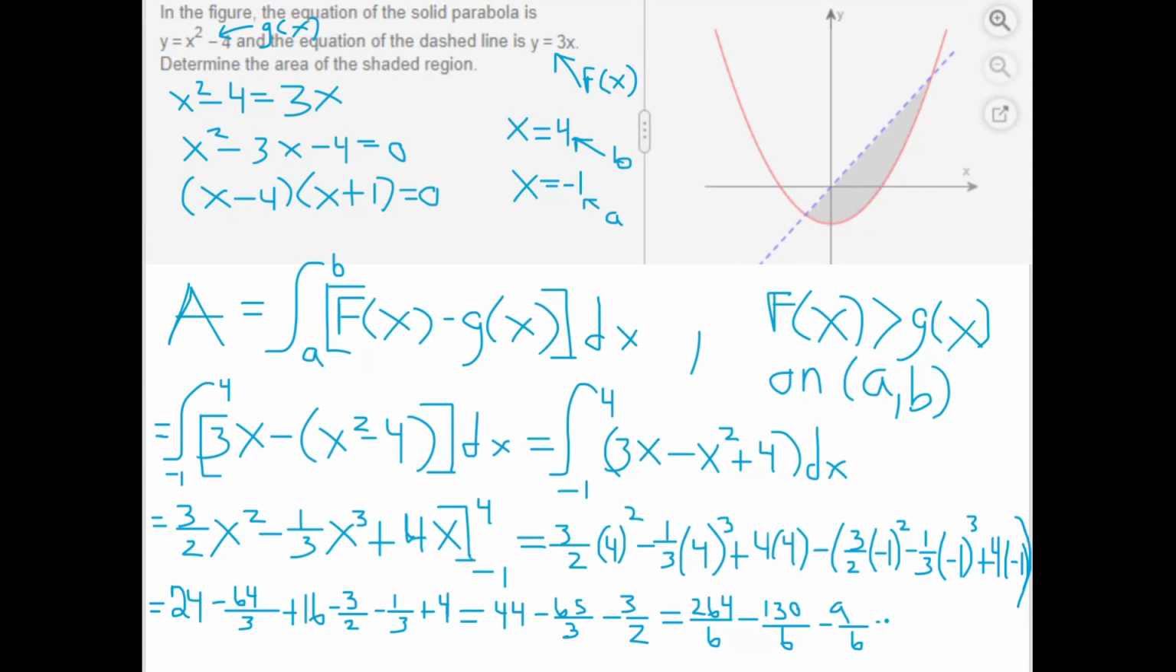So simplifying this, we get 264 minus 130 is 134 minus 9 is 125. So we get 125 over 6. And that is the area that we see right here. So the area between the two curves is 125 over 6.